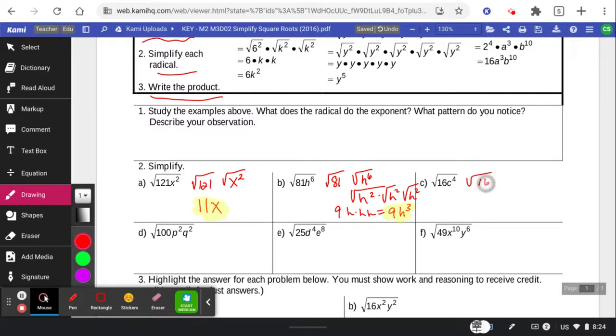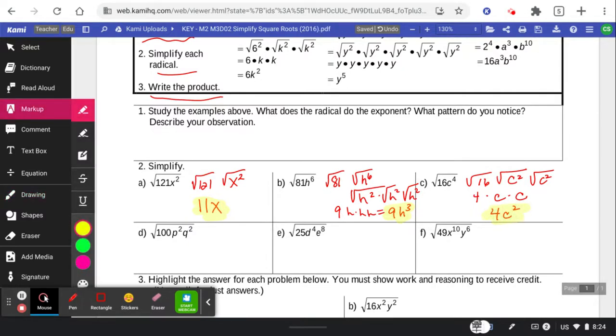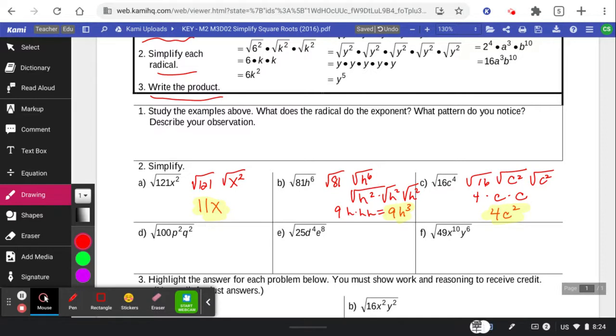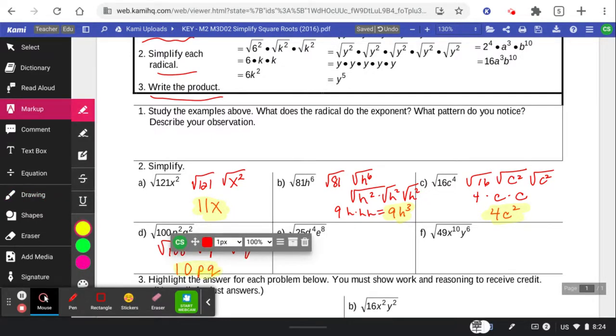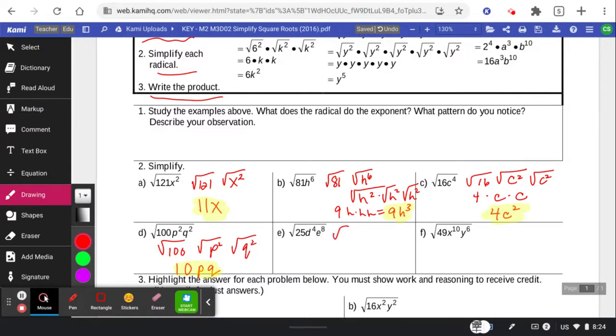Square root of 16, that's just 4. Square root of c to the 4th. What if I broke it up into square root of c squared, square root of c squared? Final result. Square root of 100, square root of p squared, square root of q squared. Square root of 25, square root of d squared, square root of d squared.